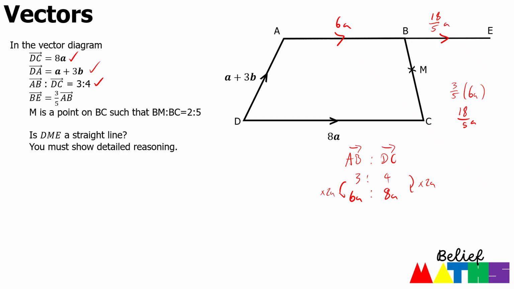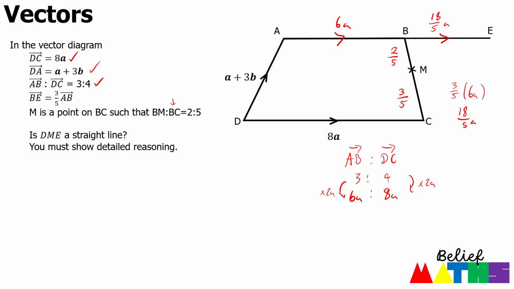It then says M is a point on BC such that BM is 2 parts and BC is 5 parts. So we have to read this very carefully. BM to BC. So BC is the whole line. BM, this is 2 parts out of 5. And this is 3 parts out of 5. And we have to be careful with that because BC is the full length of the line. Sometimes you'll have BM to MC, but in this case that would have been 2 to 3, but BC is the full length. So just be very careful reading that and what it represents. Okay, so that's why it's 2/5 and 3/5.